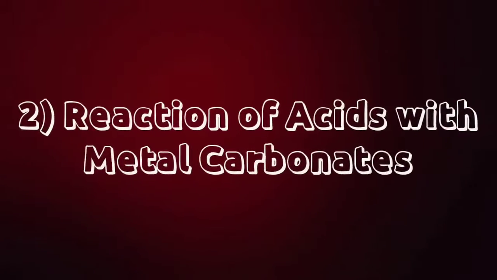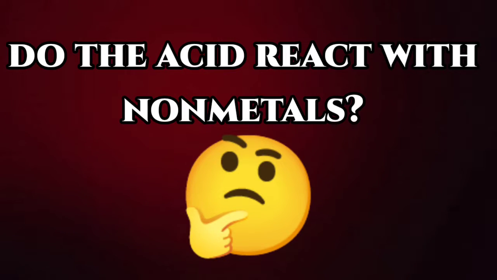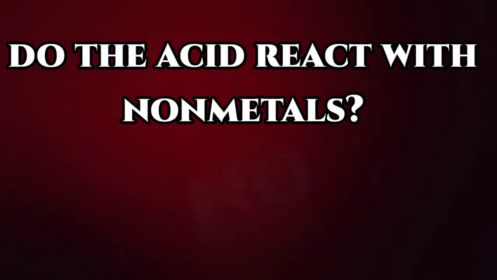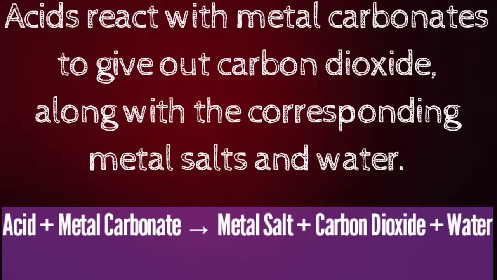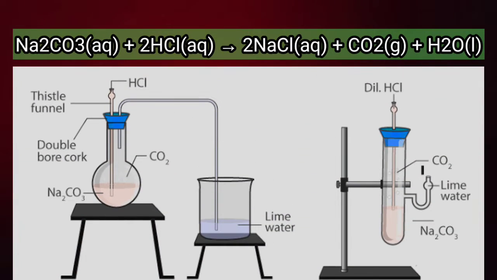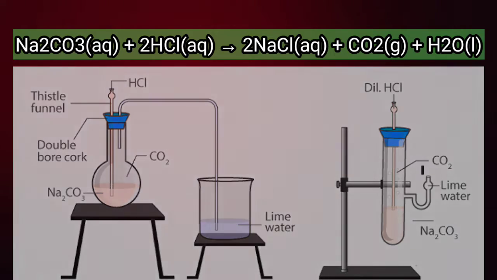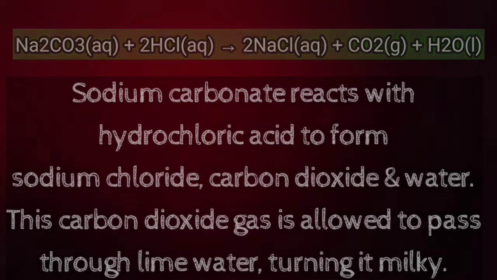Then we will see the reaction of these acids with metal carbonates. But the question remains, do these acids react with non-metals? The answer is no, because in general acids do not react with non-metals. So therefore we are observing the reactions between acids and metal carbonates. Let's take the example of sodium carbonate and add some HCl to it. It will result in the formation of sodium chloride plus carbon dioxide plus H2O. That means whenever these acids react with a metal carbonate, they form salt, carbon dioxide and water.